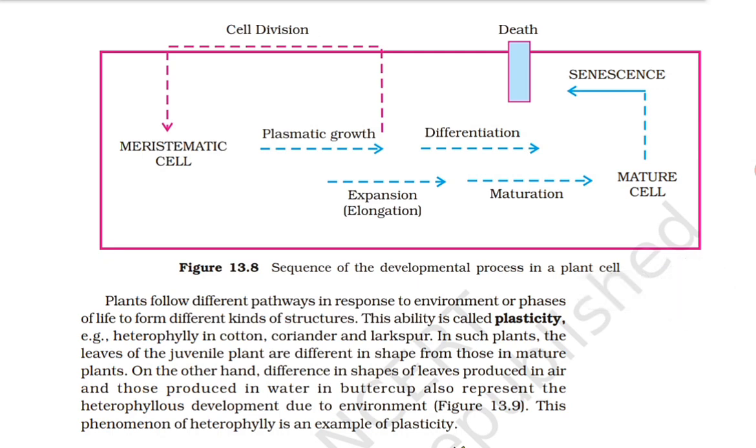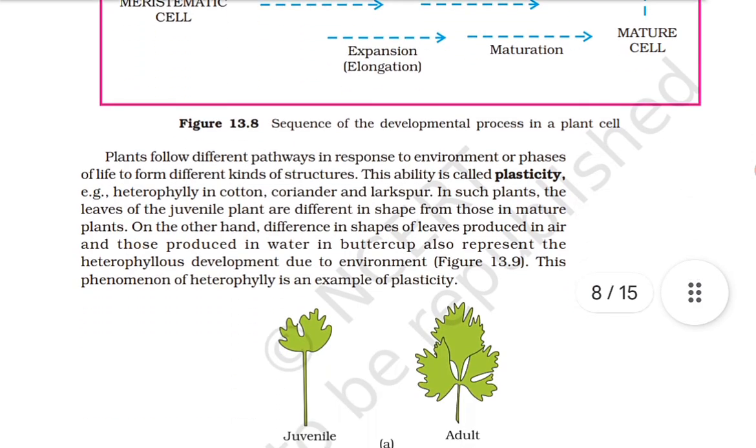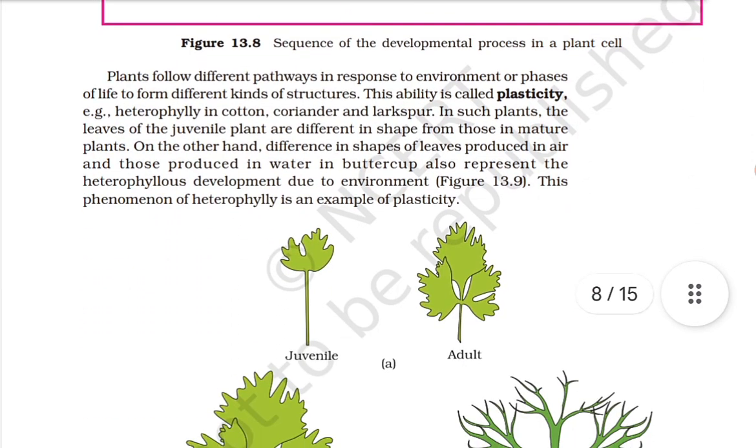This ability is called plasticity. Example, heterophyly in cotton, coriander and larkspur. In such plants, the leaves of the juvenile plant are different in shape from those in mature plants. On the other hand, difference in shapes of leaves produced in air and those produced in water in buttercup also represent the heterophilous development due to environment.